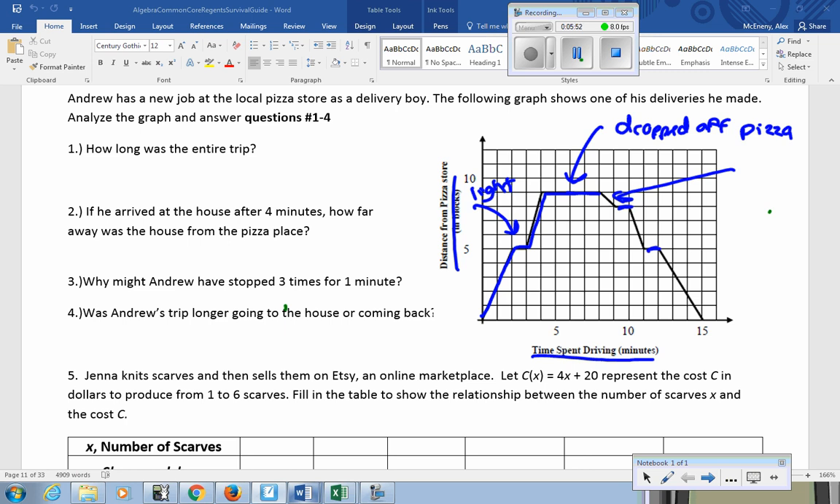But it's all about interpreting what the question's about. So those are the kind of things you want to look at with these graphs. And then the slanted lines represent his speed, his rate. How quick is he going?